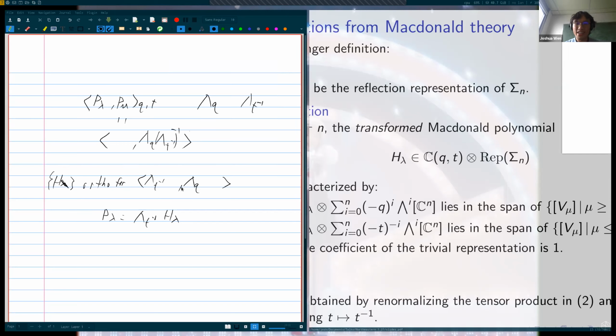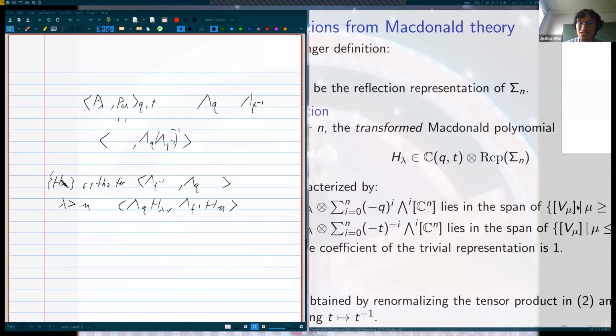this double triangularity condition for H lambda precisely makes it so that, if lambda is not equal to mu, let's say if lambda is greater than mu, if I apply lambda q to H lambda, and then lambda T inverse to H mu, right?